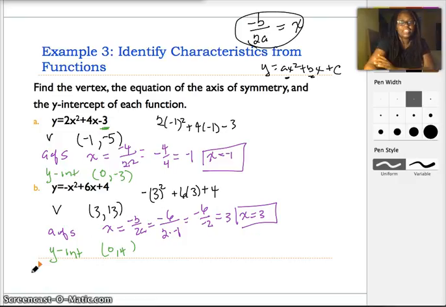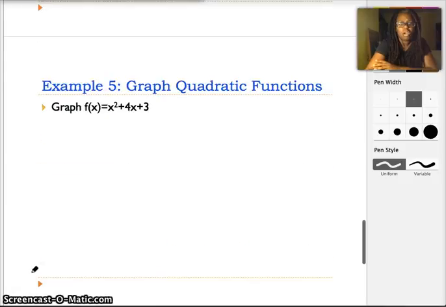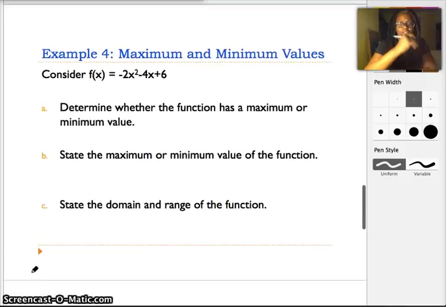All right, let's see if we have another example. Just one more, oh, 2 more. Let's see how quickly we can get through these.